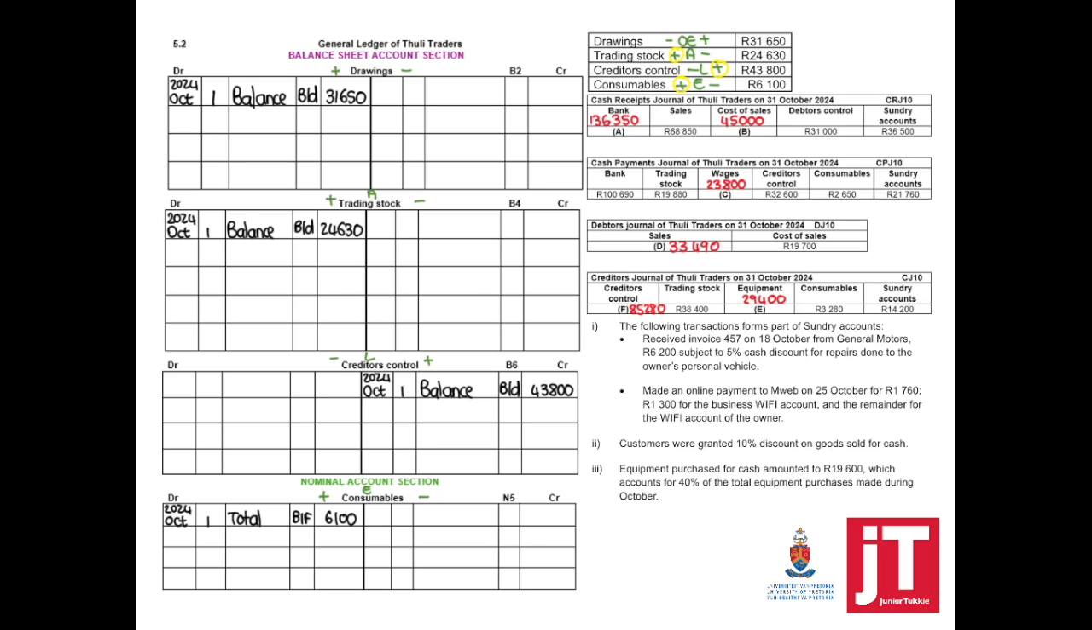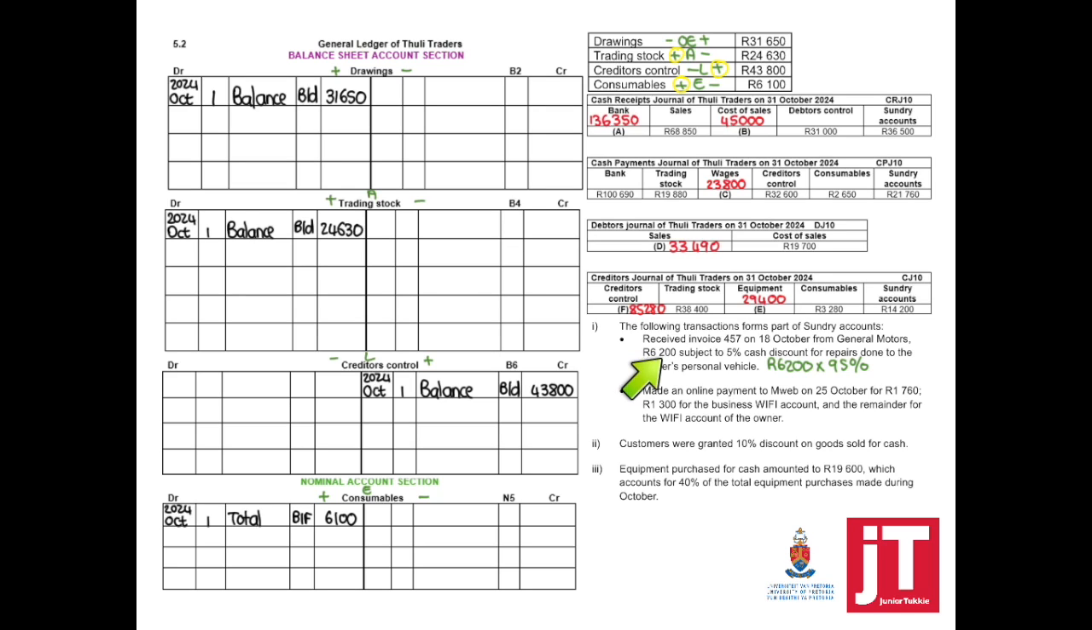Now we can post from the journals. So the first one that we need to look at is drawings. But now take note, there isn't a money column open for drawings. This means that we need to look at the additional information. So it says at point number 1, the following transactions form part of sundry accounts. Received an invoice 457 on 18 October from General Motors, 6,200, subject to a 5% cash discount for repairs done to the owner's personal vehicle. So this is drawings.